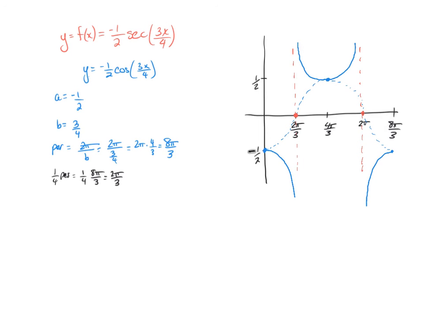And if you want to be fancy about it, you come back and erase these dotted lines that were associated with our cosine curve to make it look like you did it without even thinking about the cosine. But there you go. That would be one period of a secant curve.